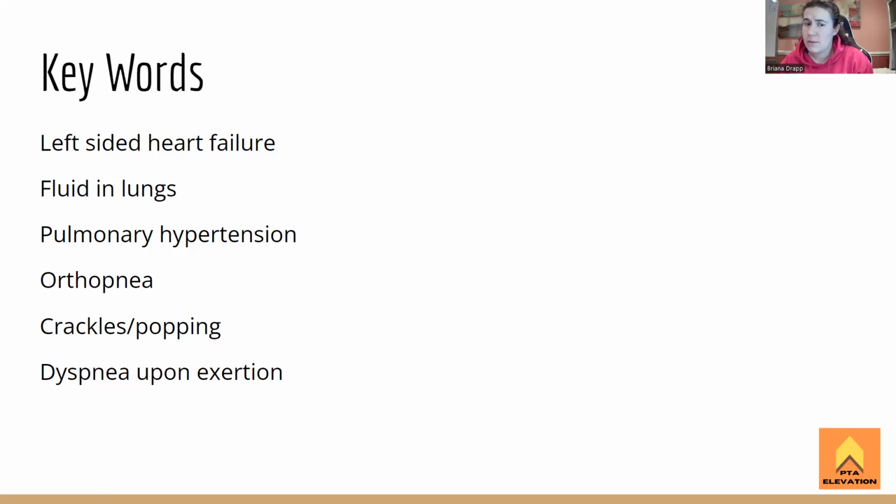Orthopnea, so any difficulty breathing in supine, and the crackles, rales, popping kind of sound that we're going to be hearing in the lungs. The board exam is going to use crackles, the popping sound. Again, that's all indicative of fluid. And then dyspnea upon exertion and shortness of breath in general. This is all leaning towards pulmonary edema.